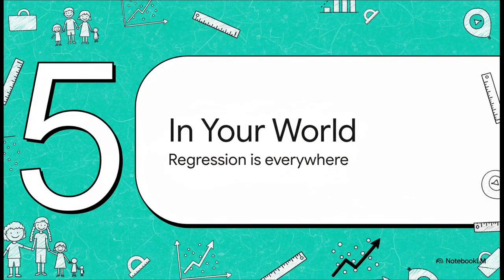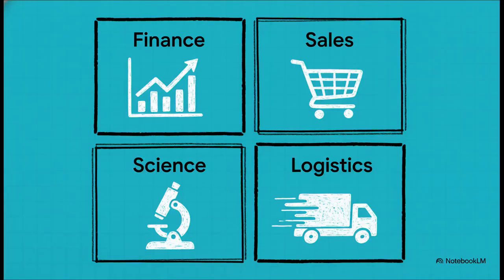So, okay, with all those warnings in mind, where does this powerful but imperfect tool actually show up in the real world? Well, the short answer is pretty much everywhere. I mean, in finance, people are using it to try and forecast stock prices. In sales, businesses use it to predict how much they'll sell next month. Scientists use it all the time to model what's happening in their experiments. Even logistics companies use it to analyze traffic patterns and predict how long your delivery will take. Basically, if you're asking how much or how many, regression is probably working behind the scenes.